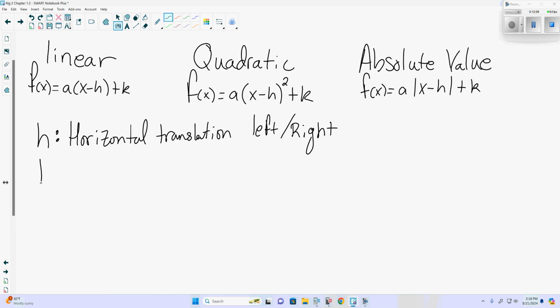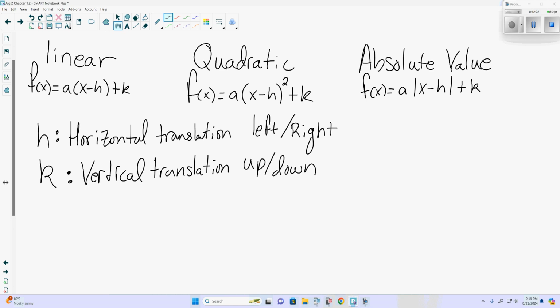K is our vertical translation. It's going to move it up or down. It's going to move the whole function up, or it's going to move the whole function down. That's it. And the number that goes in each one of these spots is going to tell us how far it's going to move up or down or left or right.